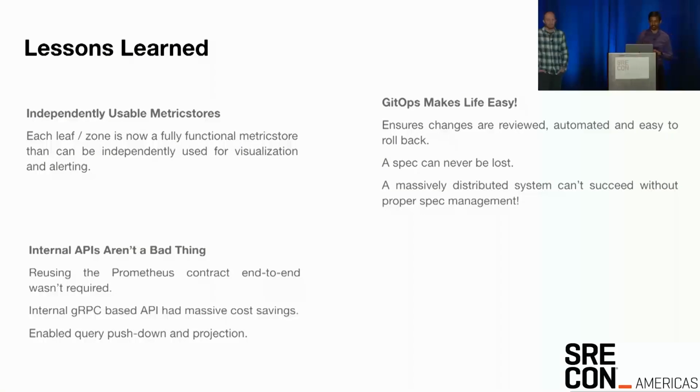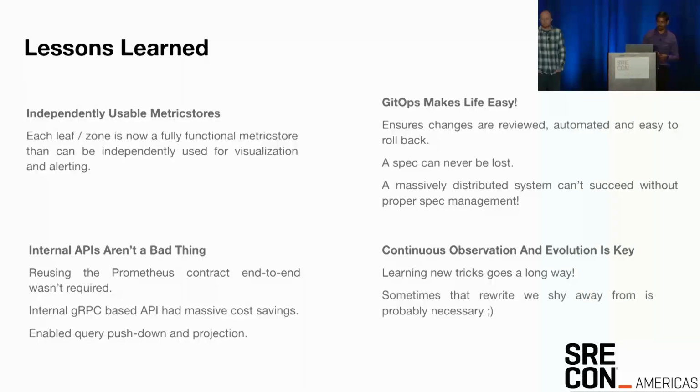Internal APIs aren't a bad thing. As I mentioned, we reuse the Prometheus contracts on the end user front, but internally the amount of cost savings that we got was massive, more than 50% in certain flows. And it also enabled us to provide new features. So as long as the end user is not impacted by a certain thing, and we are able to absorb the complexity, it was worth biting the bullet and going down that route.